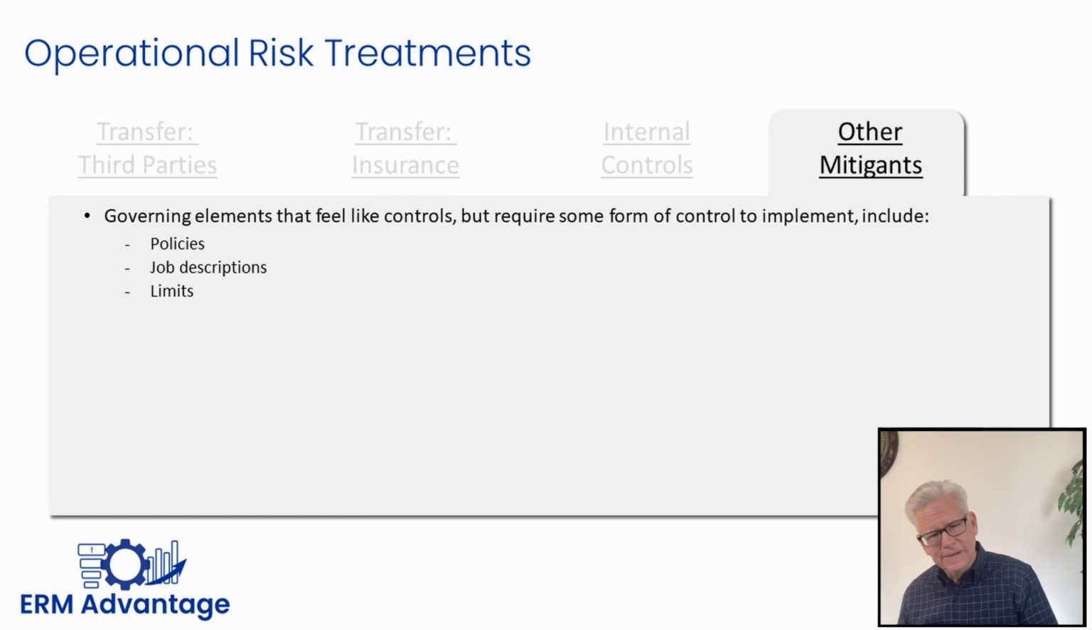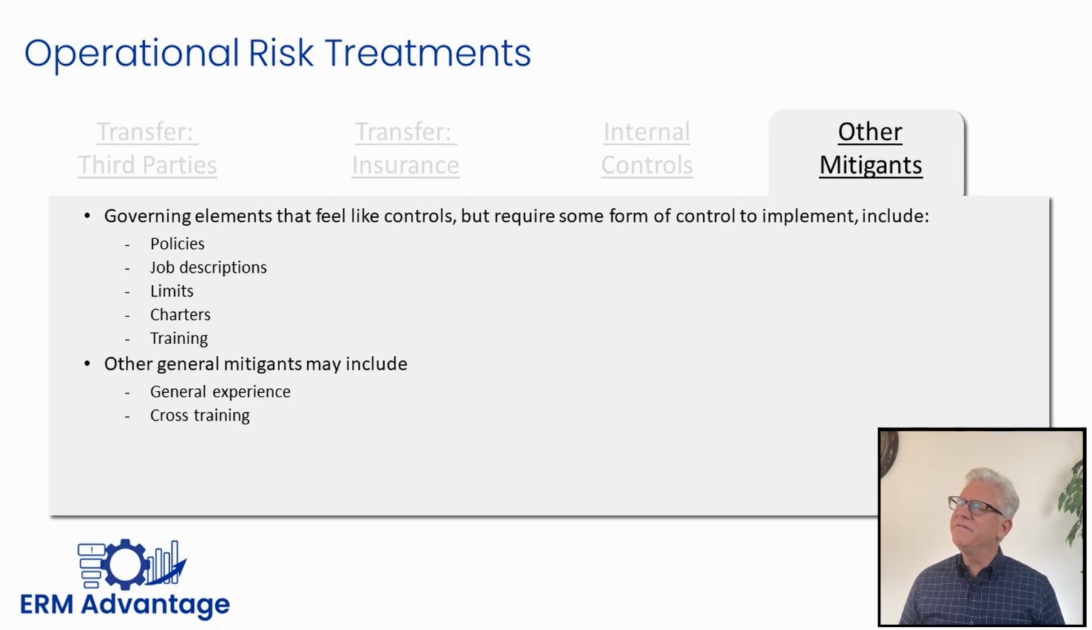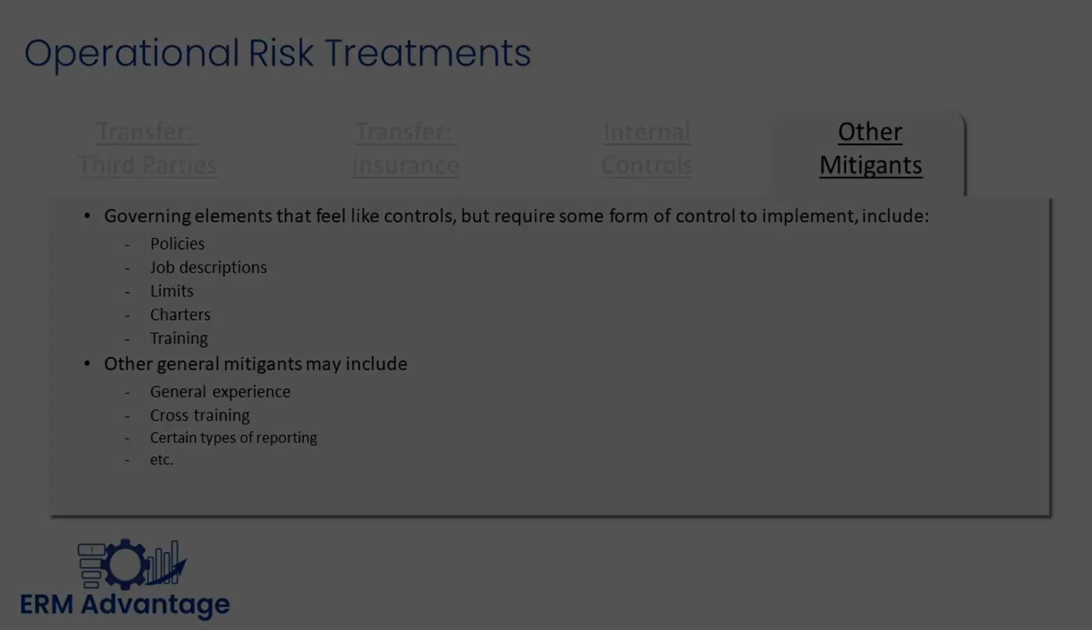Following the same pattern, we can apply the same concepts to combinations of governing elements supported by appropriate controls, such as charters, training programs, etc. Again, all of these are mitigants, even if not defined controls. Partial credit should be given for the presence and quality of these governing elements, but risk is only truly mitigated when the supporting control measures can be evidenced.